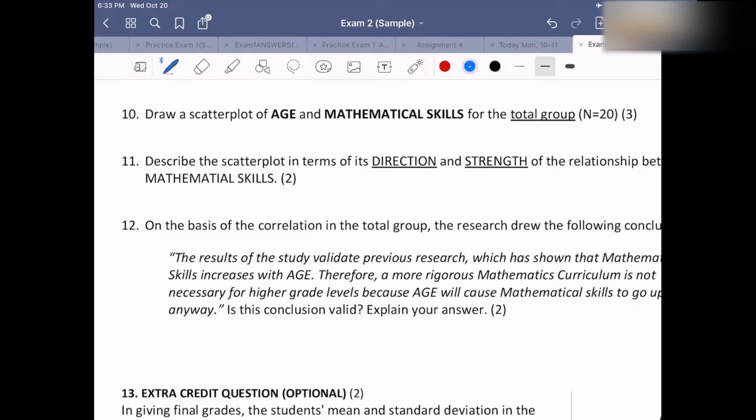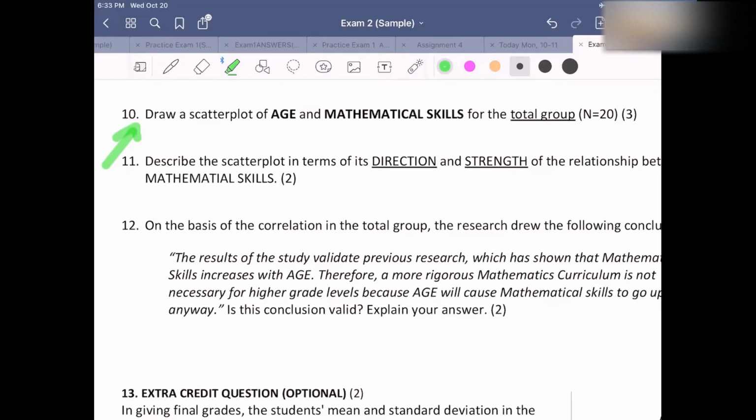How about Destiny? Can you read number 10 out loud for me? Draw a scatter plot of age and mathematical skills for the total group, n equals 20. All right, thank you. So in this case, you have to draw the scatter plot by hand. On the exam, you have to do it by hand. Okay, that's what they ask you.